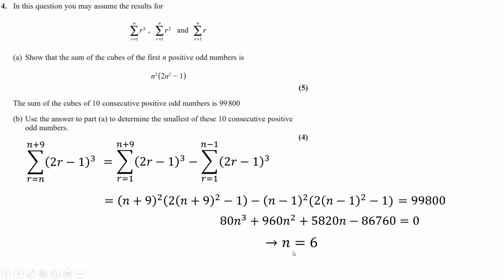Now n equals 6 is not the answer, and you know that for a couple of reasons. Mostly because 6 is not odd, so that can't be the first odd number that you use. What I'm saying is when n is 6, look back here, the first odd number I'm going to use is 2 times 6 minus 1, which is 11. So 11 will be the first odd number.